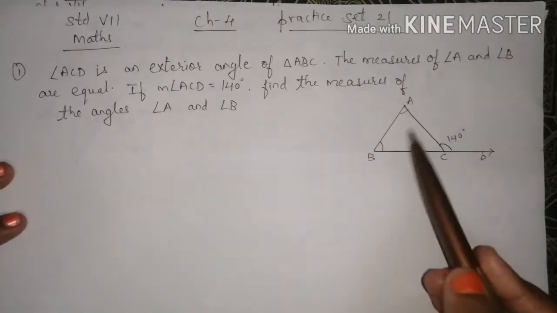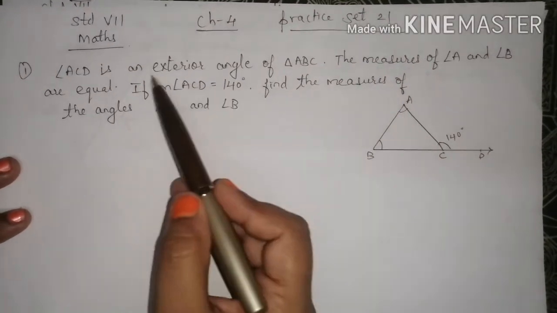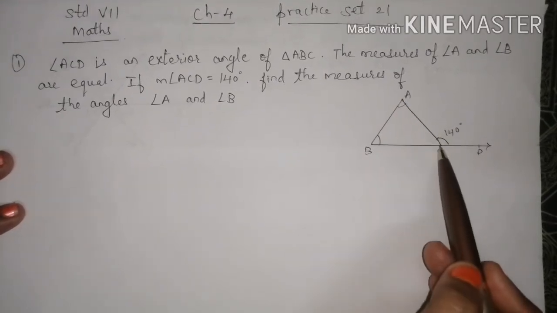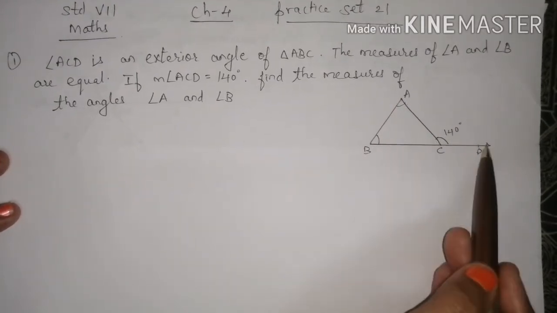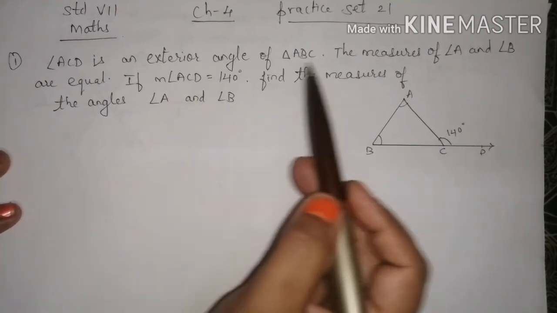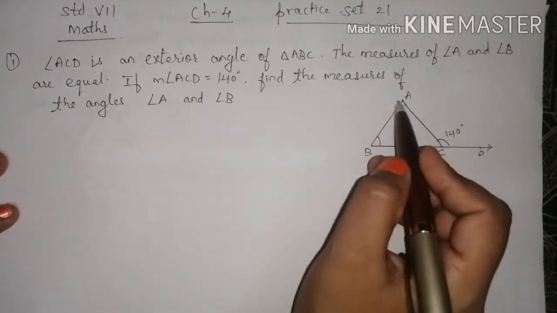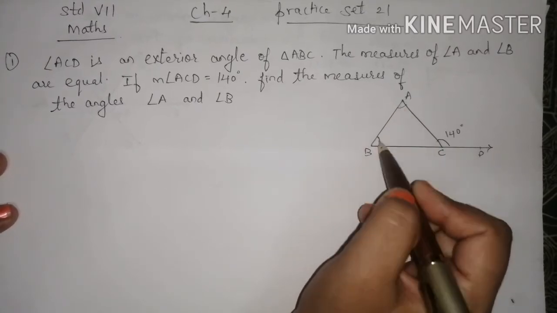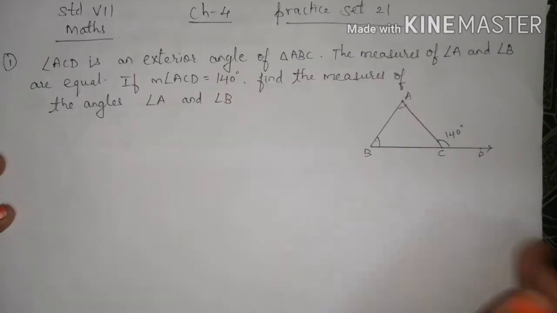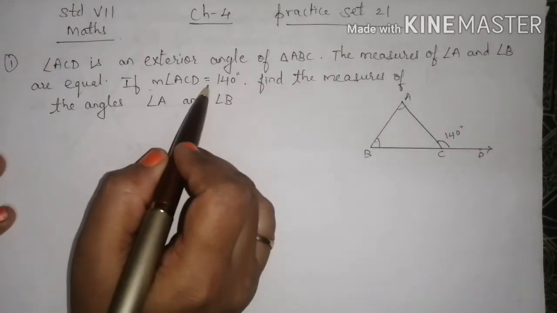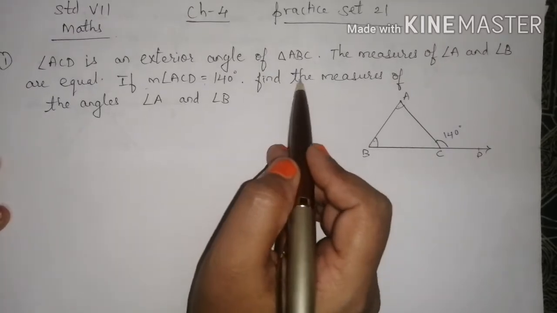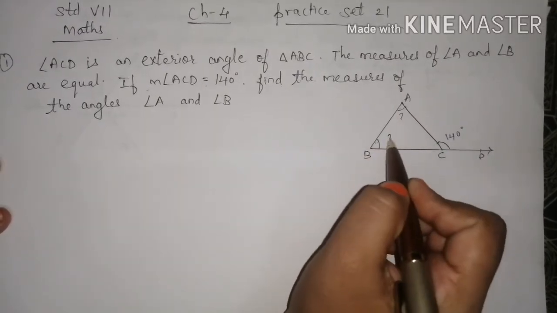Practice set 21. See, this figure is given to you all, children. Angle ACD is an exterior angle of triangle ABC. This is a triangle ABC and they have extended C outside, and that's why we got this exterior angle ACD. They have given that the measures of angle A and B are equal. Their measures are not given, they are just saying that their measures are equal. And they have given that the measure of ACD is 140 degrees. Then they are asking to find the measures of angle A and angle B.